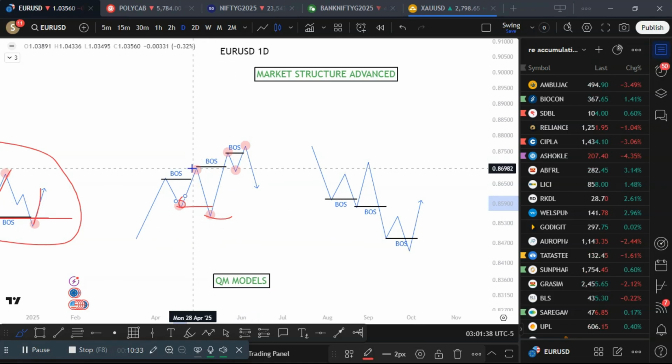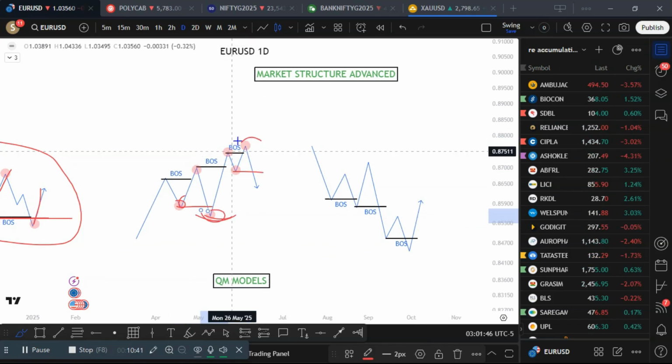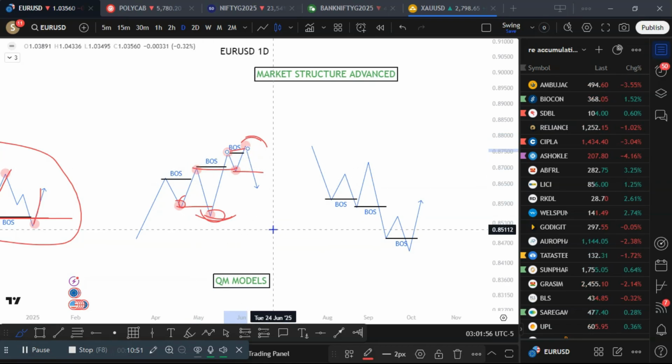Again, price broke external liquidity and then internal liquidity. So this is our range. That's how a range is formed, and we trade only in ranges. Smart money only trades in ranges. We don't chase breakouts. That's why your breakouts fail.